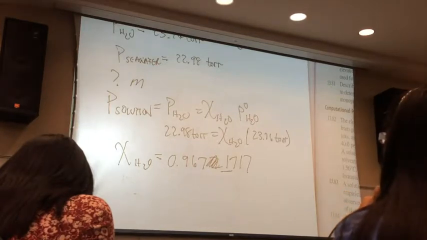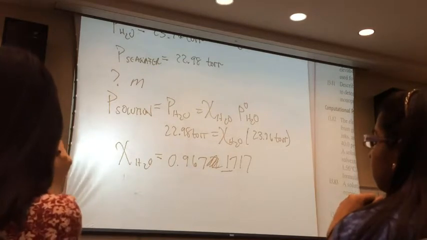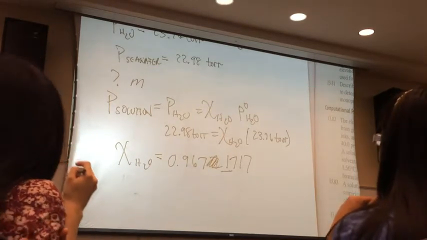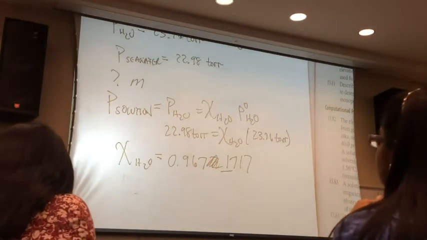It's non-volatile. How do you know in a problem if a species is volatile? What do we have to give you? Yeah, we have to give you a P0 for it, to know that it's volatile. We know sodium chloride is not volatile.